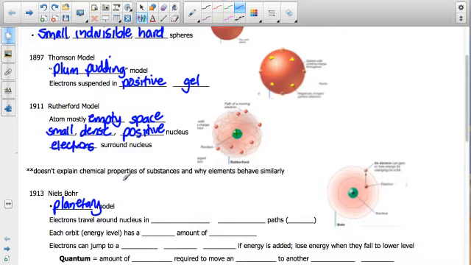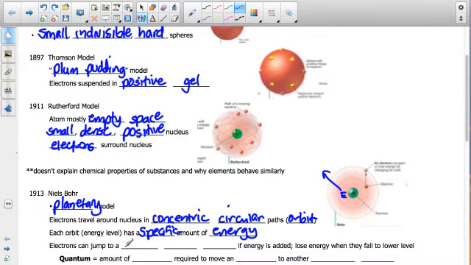He said that electrons travel around the nucleus in concentric circular paths. He called these orbits. Each orbit or energy level has a specific amount of energy attached to it. We talked today in class and said that the energy gets higher the further you go from the nucleus.